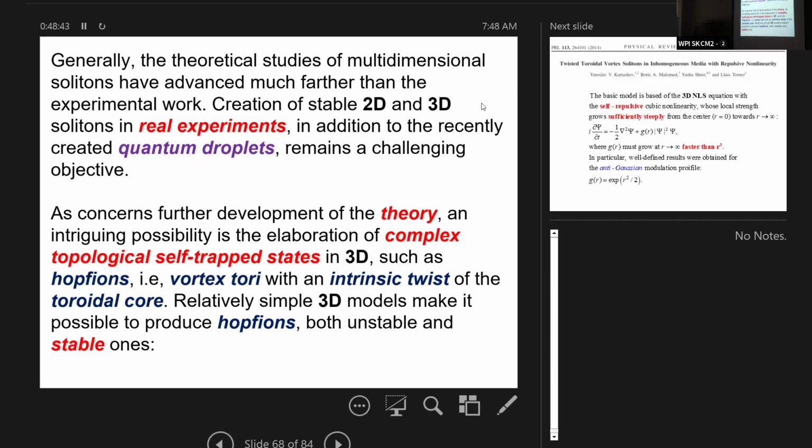As concerns the development of the theory, it may be also quite interesting to try to produce models and solutions of these models with a more sophisticated topological structure, such as skyrmions and Hopfions, which already were discussed in several talks here.